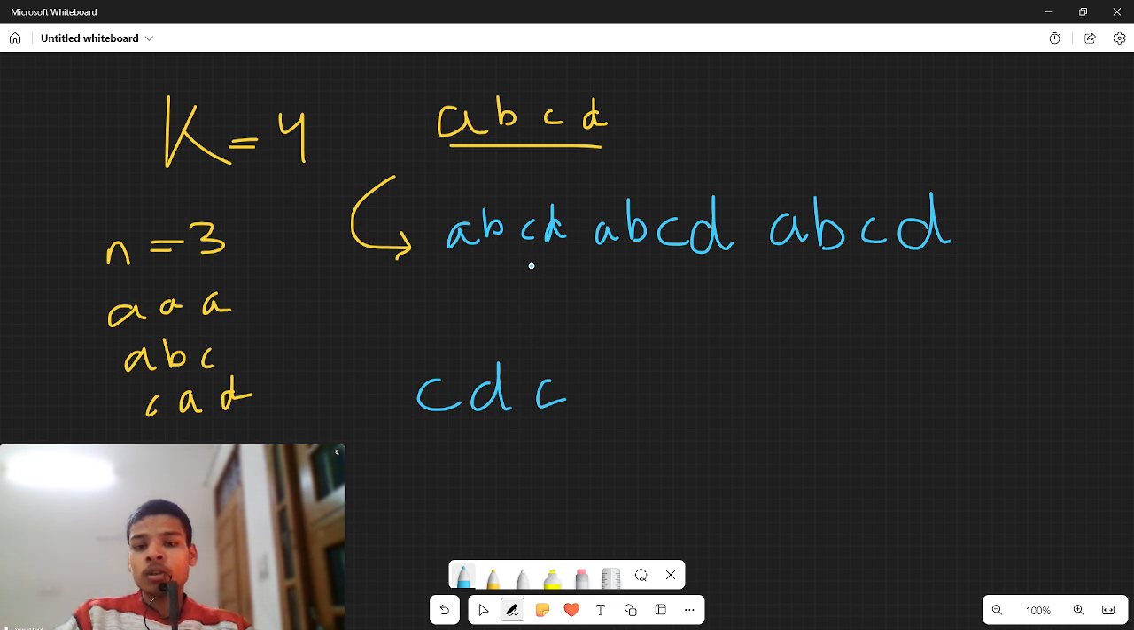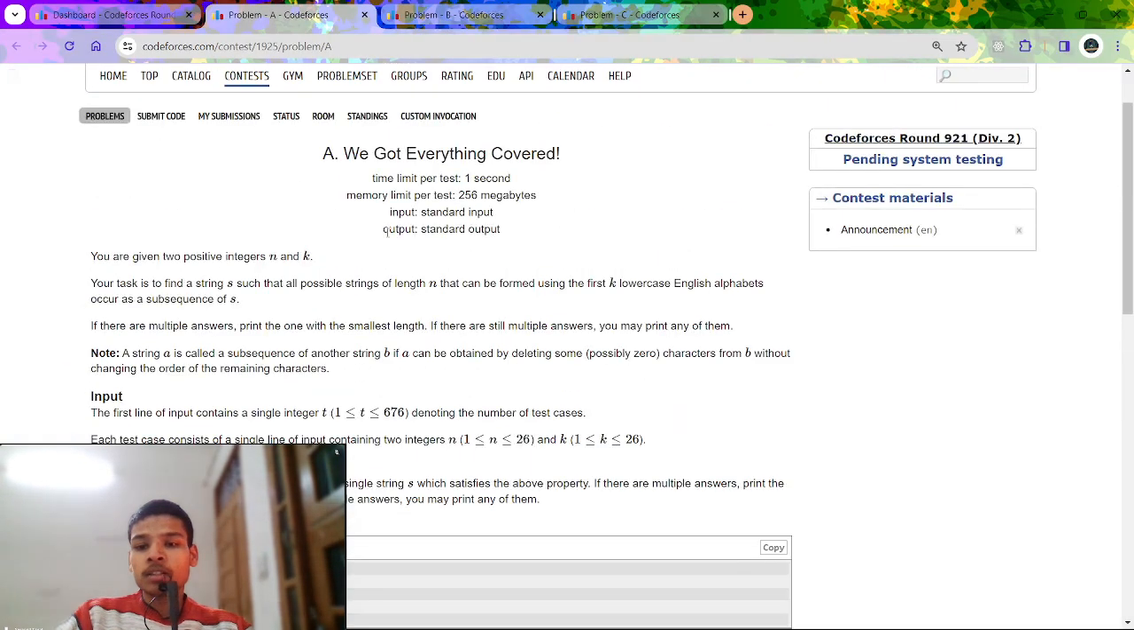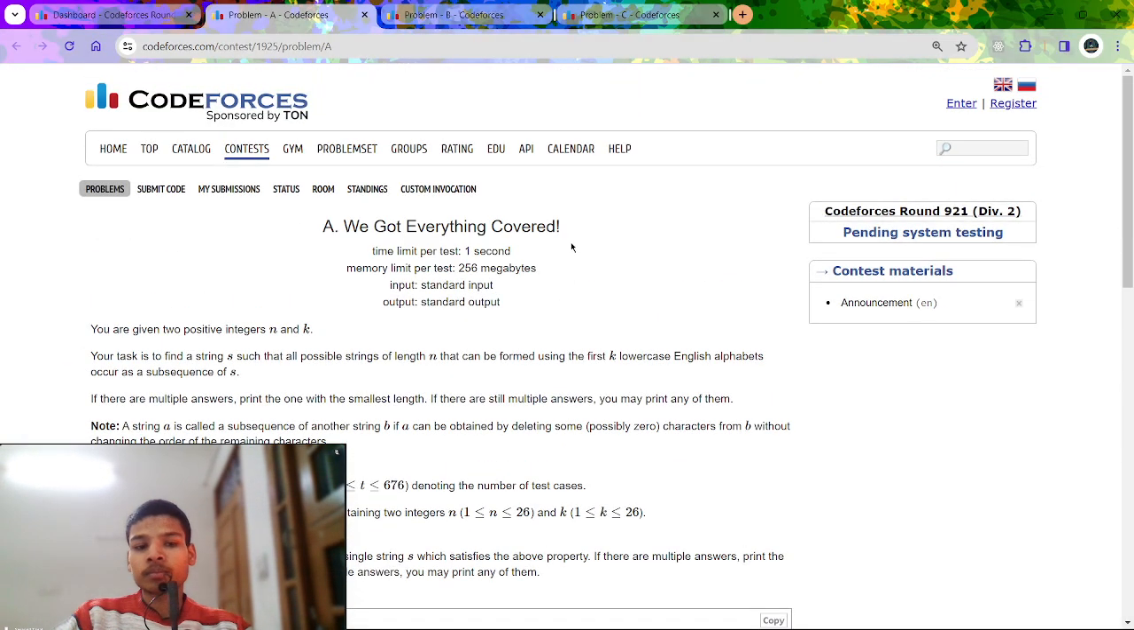So in short, if I want the minimum possible length string which contains at most k characters, and I want to achieve all the subsequences of length n, what I have to do is simply repeat my string n times. For example, abcd, abcd and abcd, which is 3 times, equal to n. So this is the answer to problem number A.